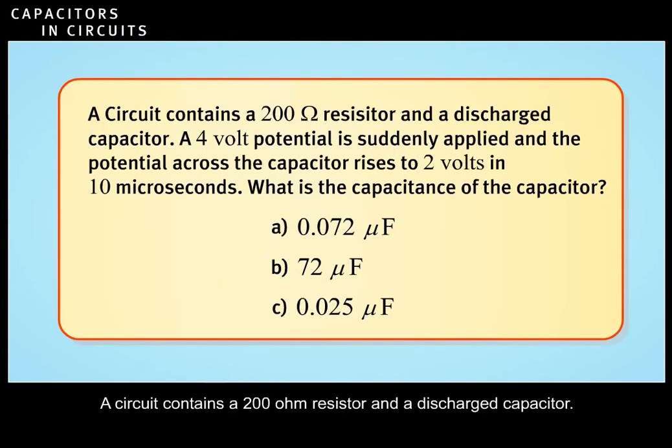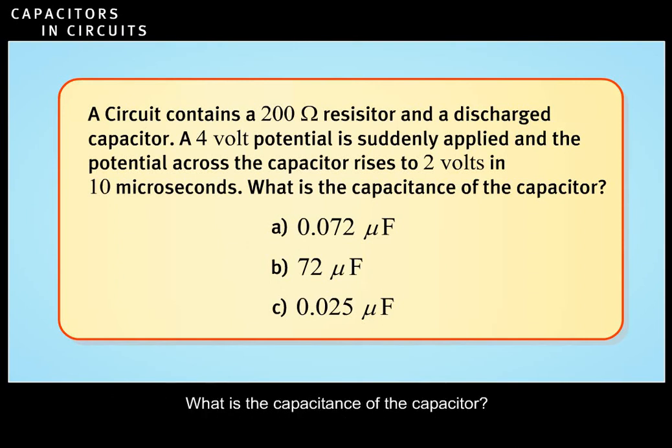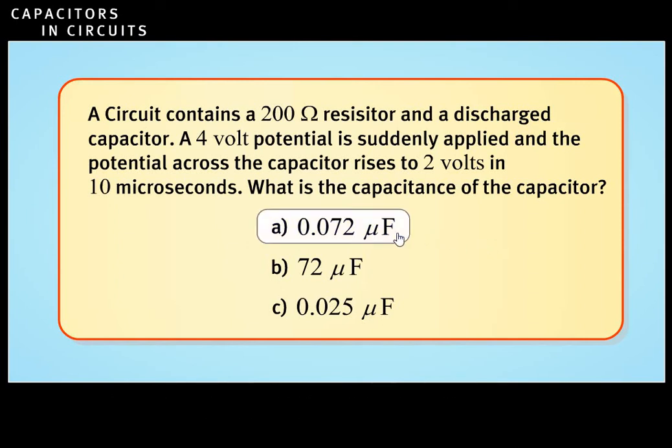A circuit contains a 200 ohm resistor and a discharged capacitor. A 4-volt potential is suddenly applied, and the potential across the capacitor rises to 2 volts in 10 microseconds. What is the capacitance of the capacitor? Correct.